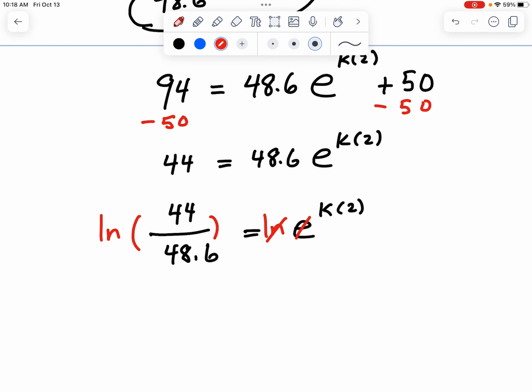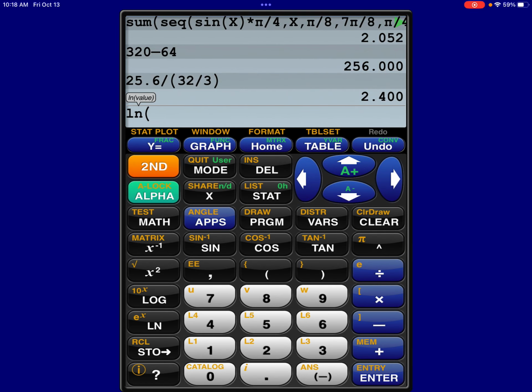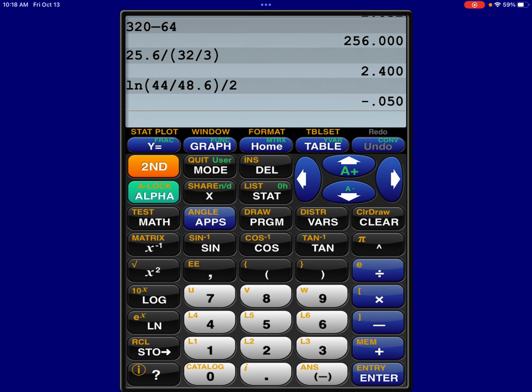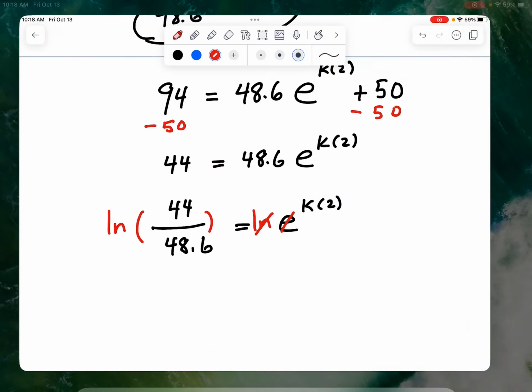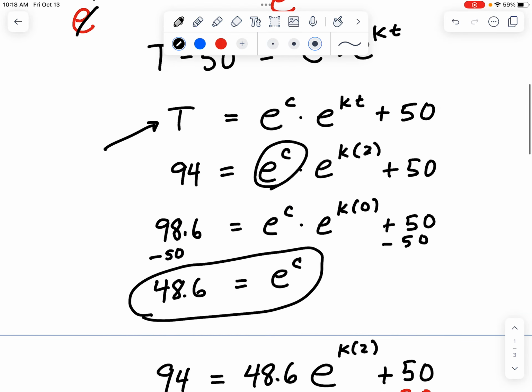And then go over to the calculator. So 44 divided by 48.6. So what is the natural log of 44 divided by 48.6? And then that's what k times 2 equals, so I'd still need to divide by 2. So k is equal to negative 0.05, which means that the temperature is dropping at an exponential rate of 5%.